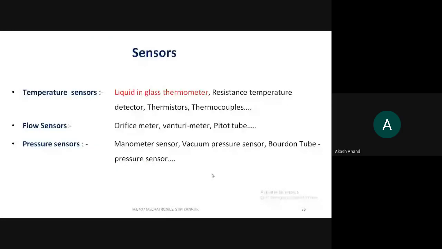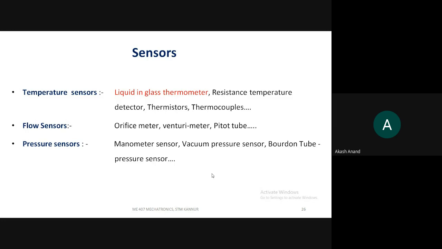Okay, now I am going to the sensors topic. So we are going to find what the actual sensors are. In our syllabus, we are mainly concerned about the temperature sensors, flow sensors, and pressure sensors. These are the actual sensors that we are using in our engineering. Okay, the first example is a temperature sensor.